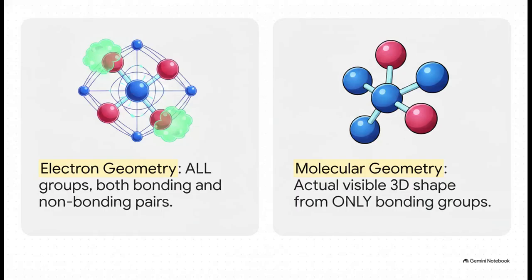Now, to really master VSEPR theory, you have to understand the difference between these two geometries. Think of electron geometry like the unseen foundation of a house. It includes absolutely everything taking up space around that central atom, both the visible structural beams, which are our bonding groups, and the invisible space takers, which we call non-bonding lone pairs. Molecular geometry, on the other hand, well, that's the physical reality. It's the visible house that actually gets built on that foundation, taking into account only the atoms that are physically bonded together. Trust me, distinguishing between these two is the biggest secret to mastering molecular shapes.